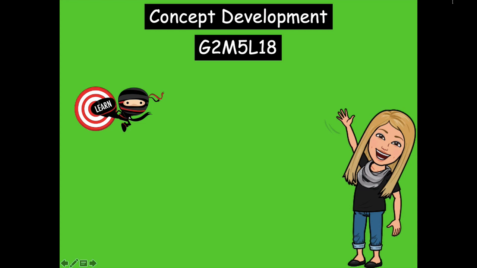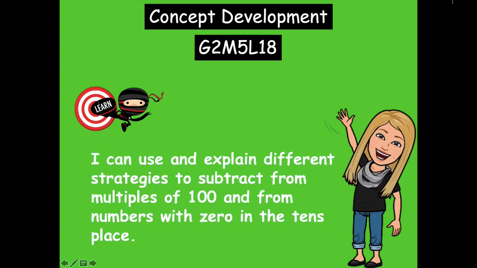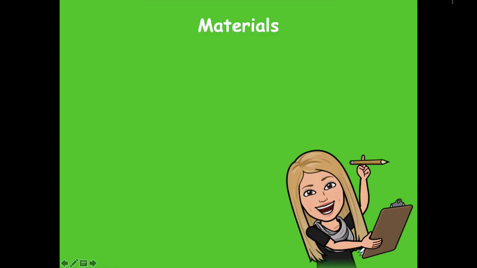We're going to talk about how we can use different strategies that we've already learned to help us solve subtraction problems, specifically when we have lots of zeros when we're subtracting. So our learning goal for today says, I can use and explain different strategies to subtract from multiples of 100 and from numbers with 0 in the tens place. The materials that you'll need for this lesson are just your dry erase board, so make sure you grab that before you get started.